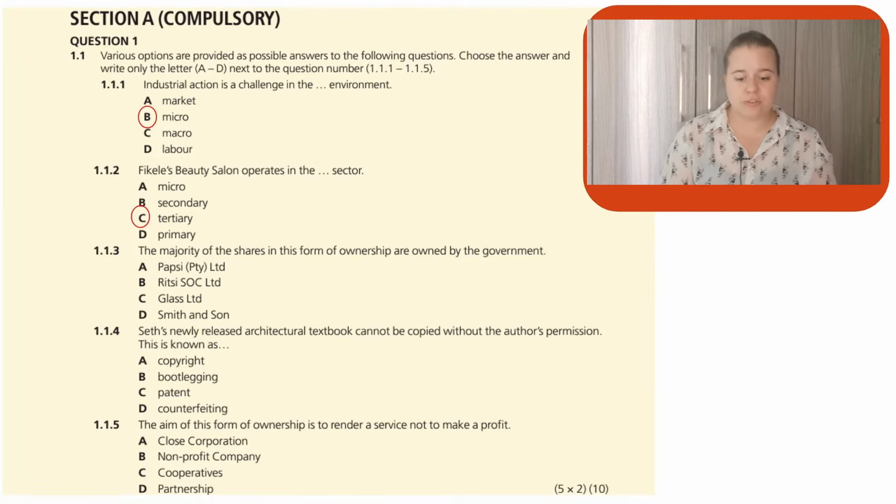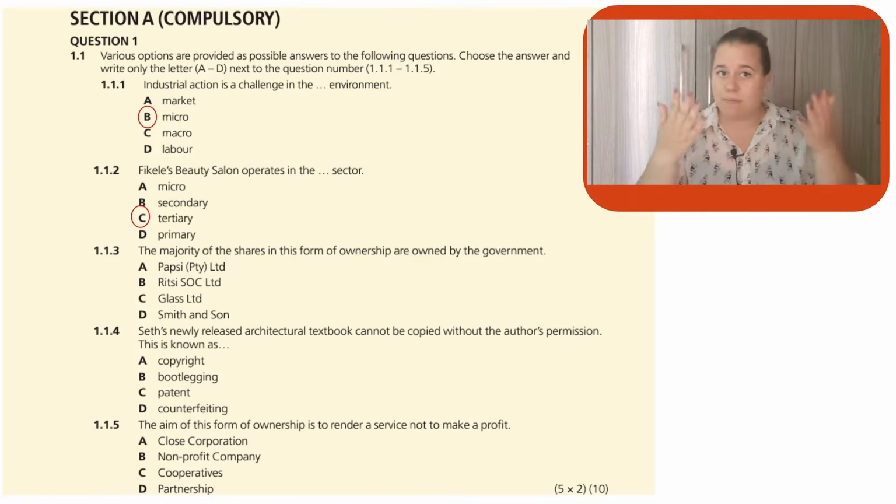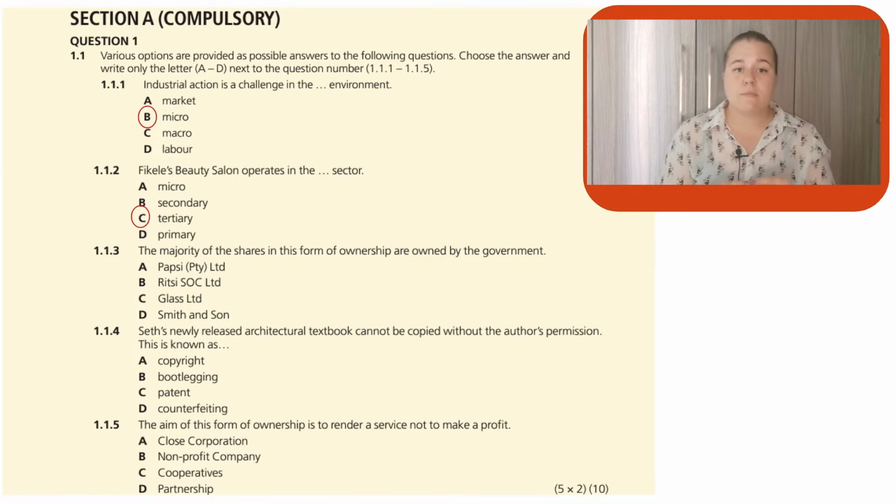The answer is tertiary. Your keyword there was beauty salon. So if you remember beauty salon, with tertiary, we have the services. So that's why tertiary would be here, because we are offering a service. I'm cutting your hair, I'm braiding your hair, whatever the case is. So remember, tertiary, it's not going to be micro because micro is not a sector. So already we can scrap that one. Secondary, we know that we are taking a raw material and changing it into something. We're not doing that with a service. And primary is your raw or natural resources.